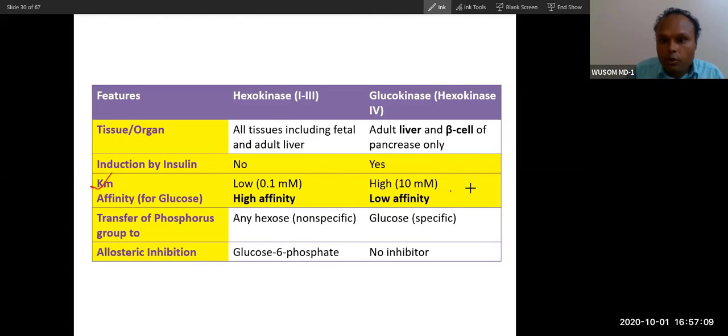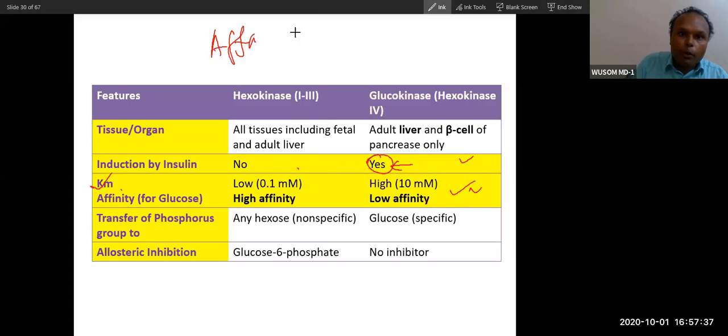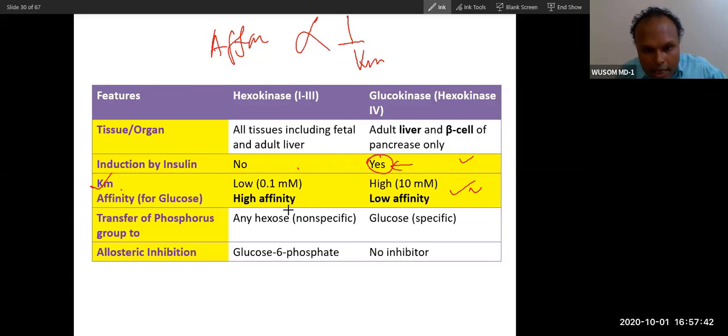So memorize one thing: glucokinase is under very tight regulation of insulin, not hexokinase. These two points are very important, so just remember them. Glucokinase has low affinity, and affinity is opposite to the Km value. Affinity is opposite of Km. So those which have high affinity will have low Km, and low affinity will have high Km.